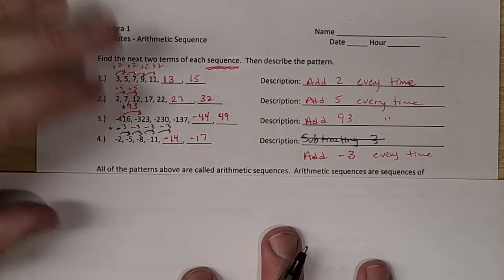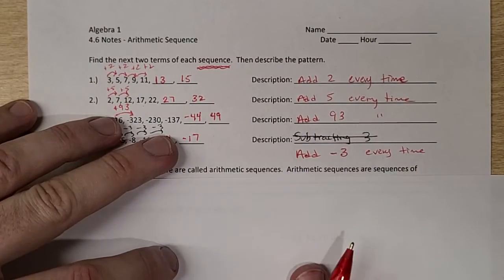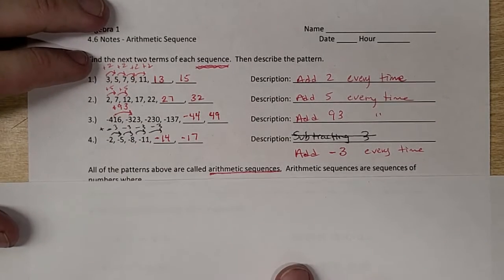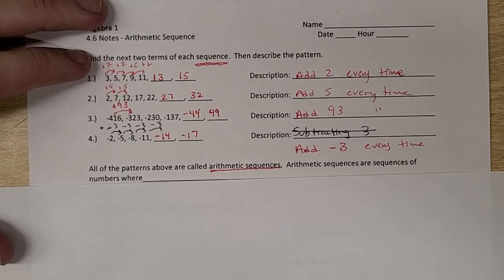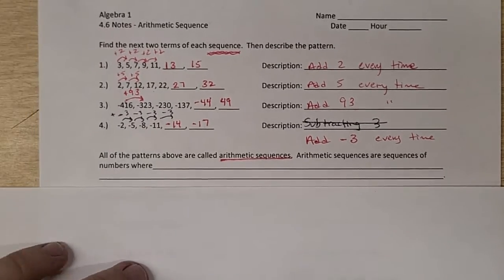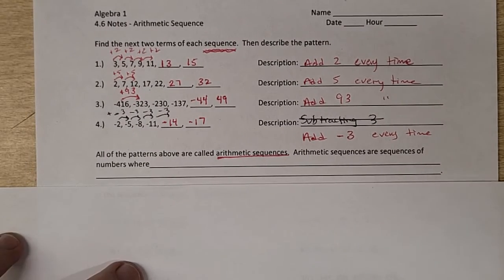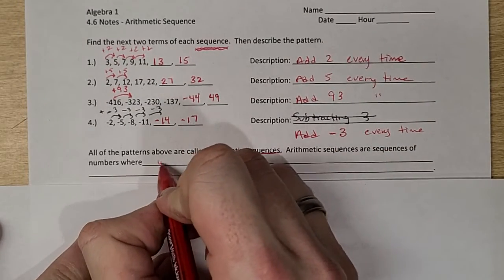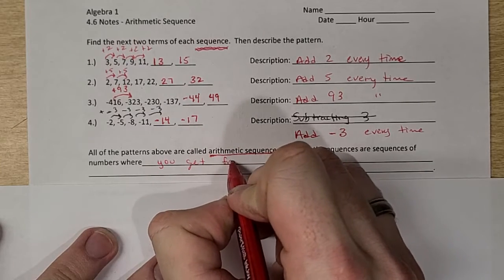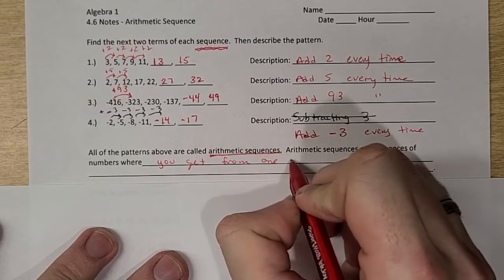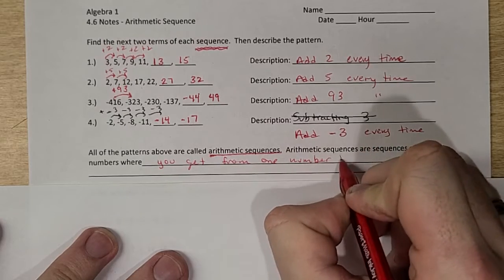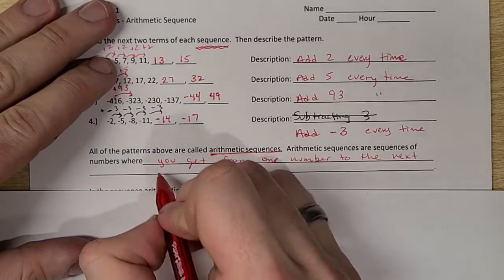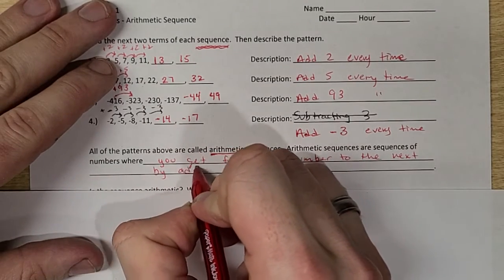All of the patterns above, again, are called arithmetic sequences. That's the important thing here. Arithmetic sequences are sequences of numbers where, and here's where you would give a general description, I'll tell you my Hayward definition: numbers where you get from one number to the next by adding.